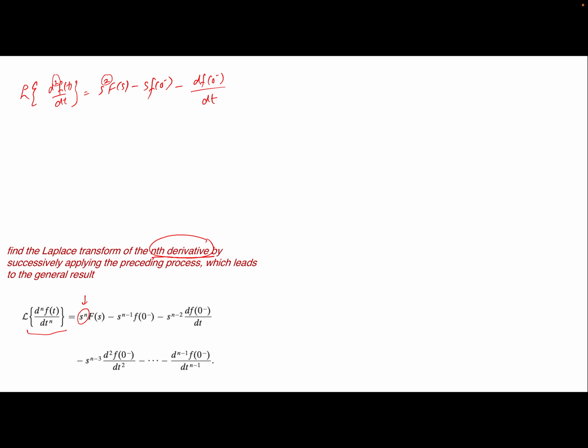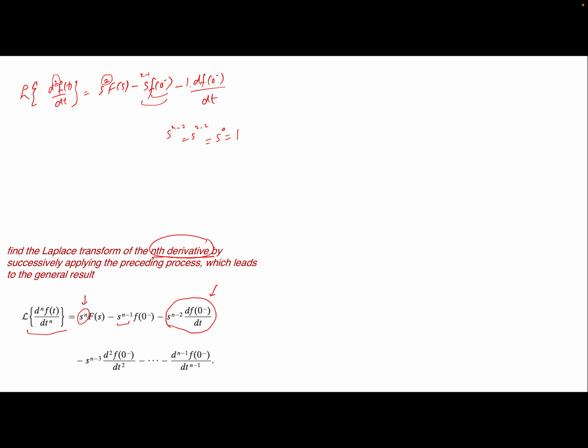For example, over here, the second term with a minus sign should have s to the n minus 1, so 2 minus 1, and then f of 0. Since we just have 2, our s terms go away, otherwise we would have another s term. And then we're going to have s to the n minus 2 and this. So s to the n minus 2 is 2 minus 2, s to the 0, which is 1, so we get 1 times df of 0 negative over dt, and this is where we stop.